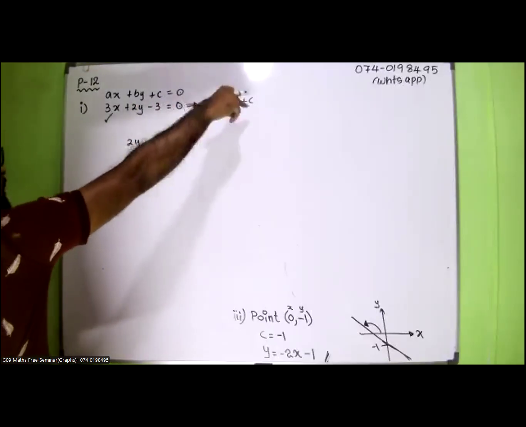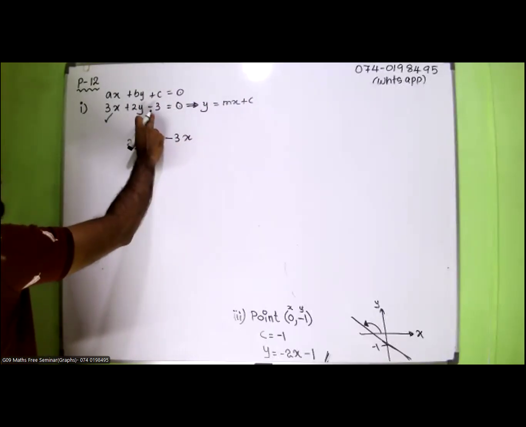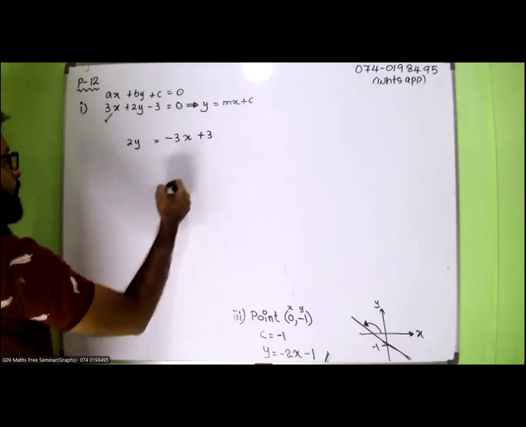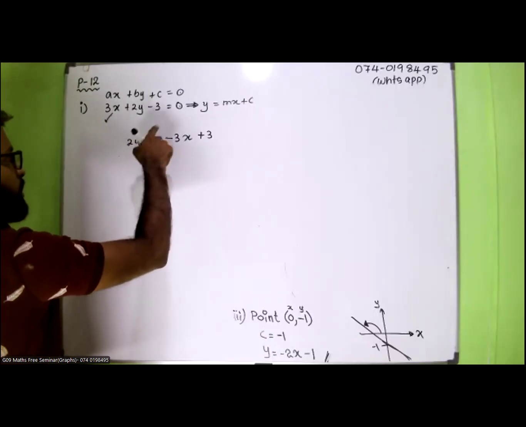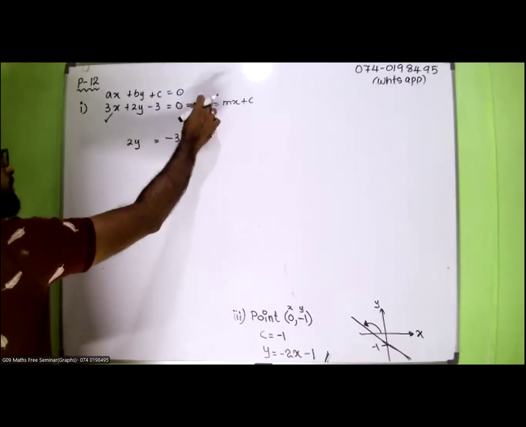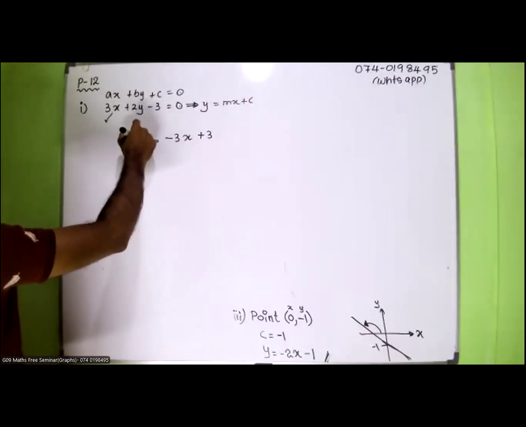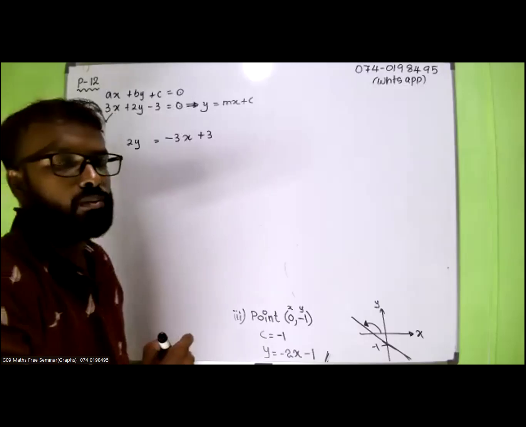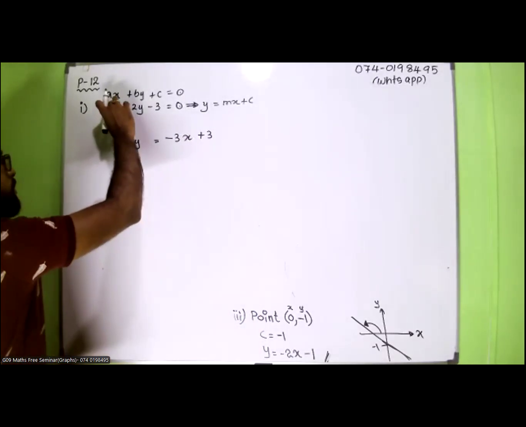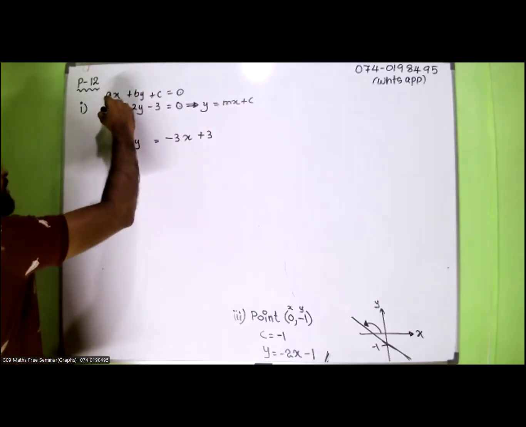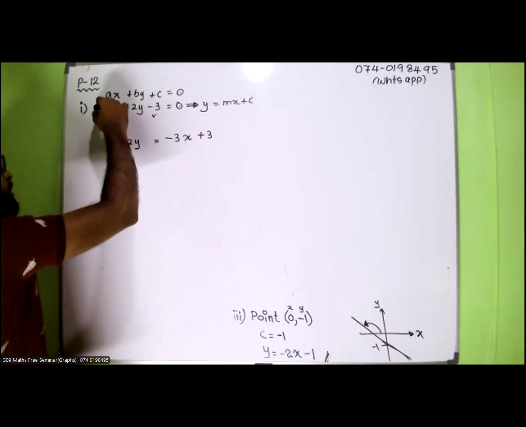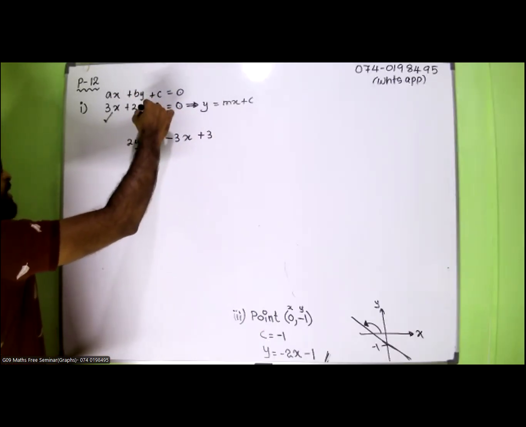At once I am going to take it to my right hand side. Here negative 3 becomes positive 3. Now this is still not in the form of y equals mx plus c. If you want to convert this into y equals mx plus c, you need to remove this 2 as well. At once I took this term to the right hand side, positive minus 3x, negative 3, positive 3.